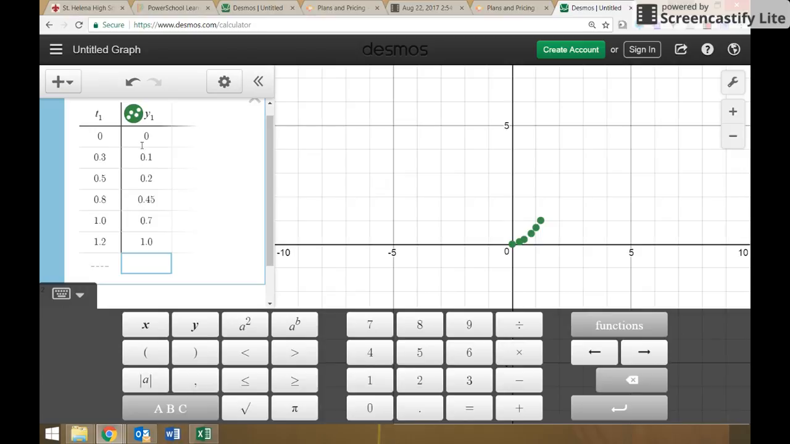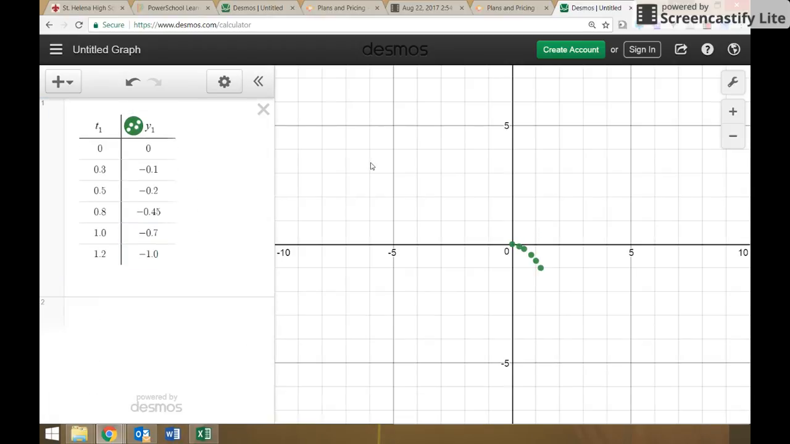Now, all of these values were in what direction? Were they up or down? Down, so they should all be negative. So our graph should actually face the other direction. We can just go back in there and add our negatives in, okay? All right, what should we do next?